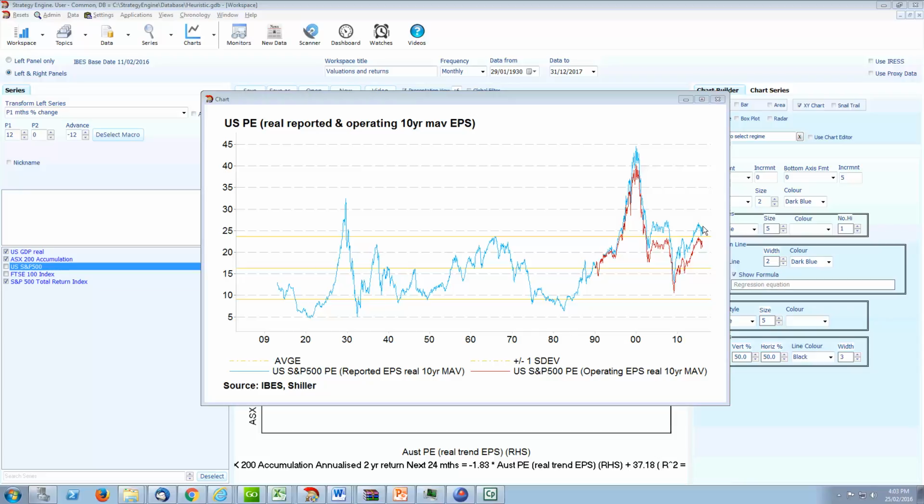The blue line represents reported real earnings based on a 10-year moving average of those earnings, and you can see the market's still expensive despite the sell-off. And then the red line shows the same measure, but this time using operating earnings. Again, having come off the recent highs, but still on the slightly expensive side.